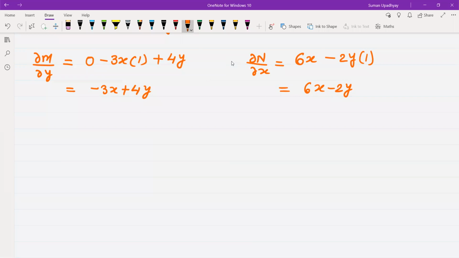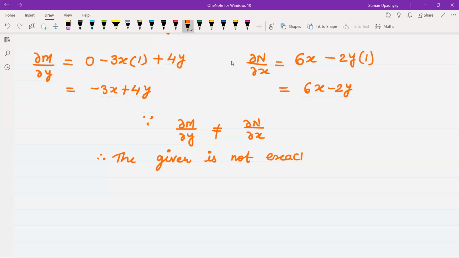Can you find them equal, kids? No. So since ∂M/∂y is not equal to ∂N/∂x, what will you say? Therefore, the given differential equation is not an exact differential equation.